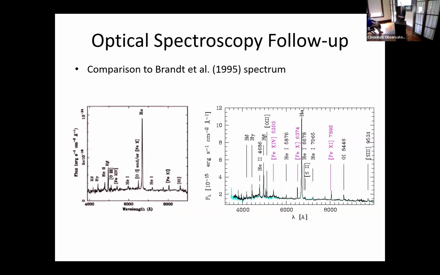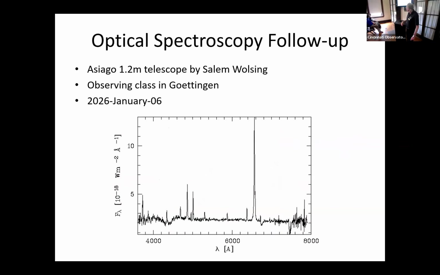So this is the Neil Brandt spectrum from 1991, published in 1995. And this is our new spectrum. And you can see really the similarities between these two objects. That's, by the way, the spectrum that Salem took. Salem graduated from NKU in May last year, and is now a student in Göttingen, where I got my PhD, where, sorry, the observatory is 30 years older than this one. Gauss was the first director.